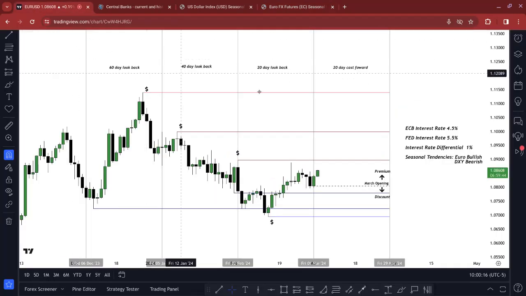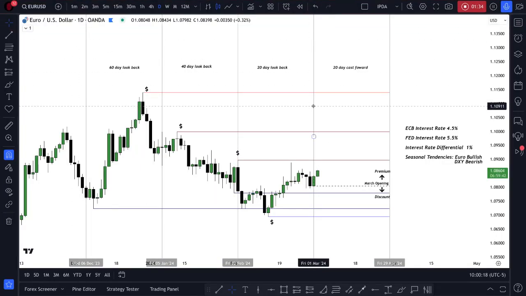As always, we use our IPTA look back data range liquidity pools. We look back 20, 40, and 60 days, and we find the highest high and lowest low within each one of those quadrants. You can see the unbroken IPTA ranges have a dollar sign either above or below them because they're unbroken. There's either sell side liquidity below the swing low or buy side liquidity above these swing highs.